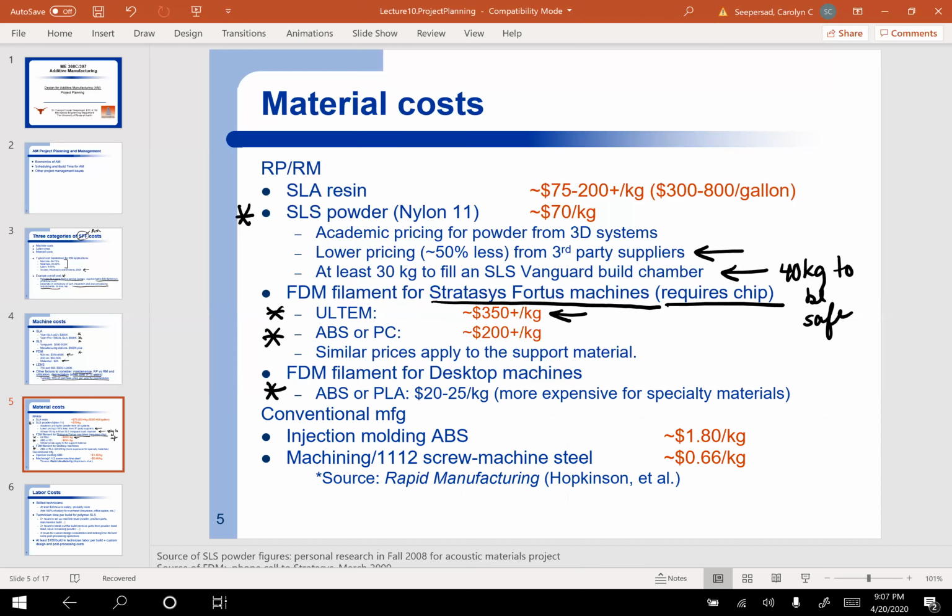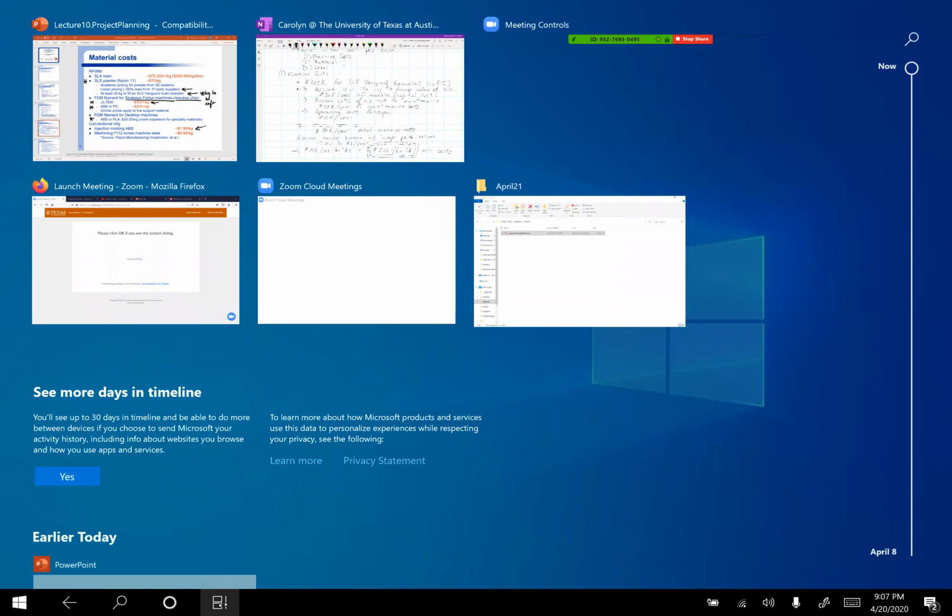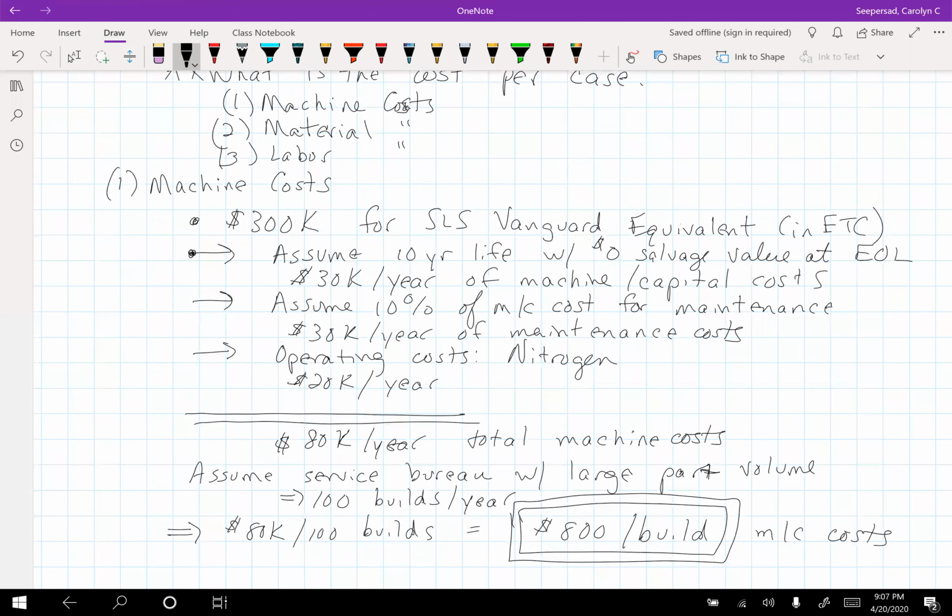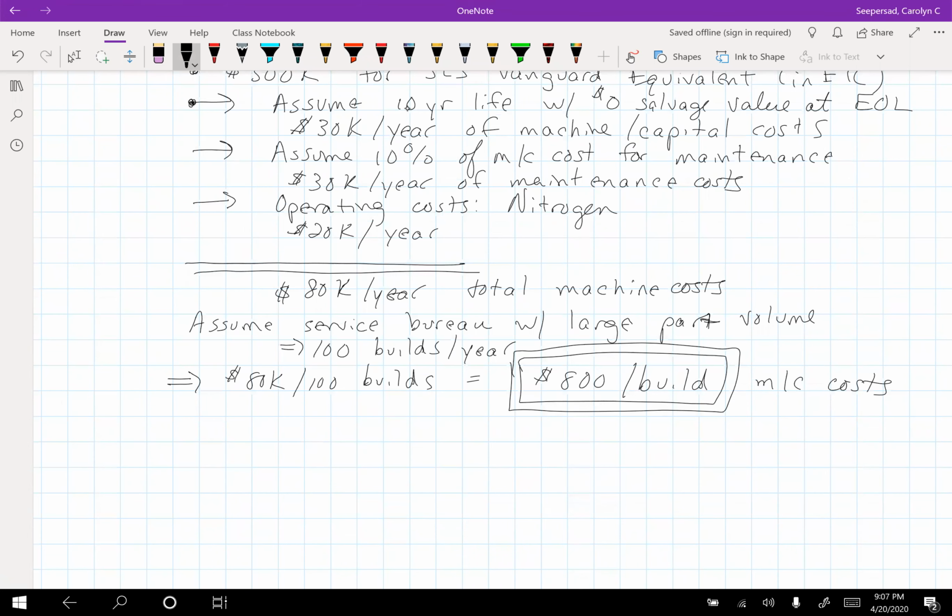And how does this compare if you wanted to injection mold ABS, for example? Those pellet prices run somewhere around $1 or $2 per kilogram, right? So we're really talking about an order of magnitude more expensive raw material for additive manufacturing, sometimes 2 orders of magnitude more than for conventional processes. So we've definitely got material costs to deal with. All right, so let's add that to our notes, and let's do number 2 as material costs.